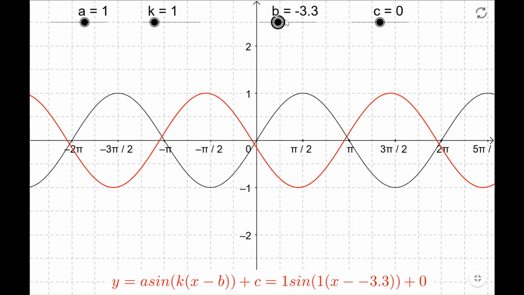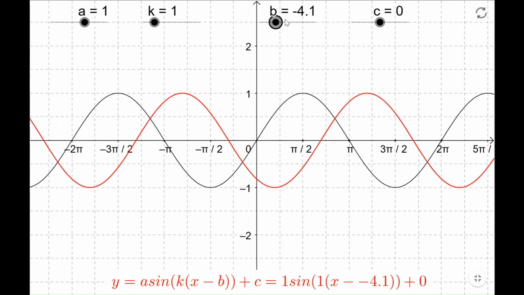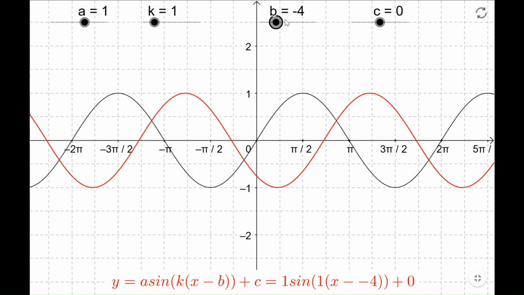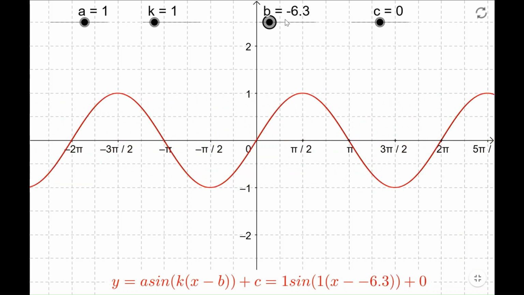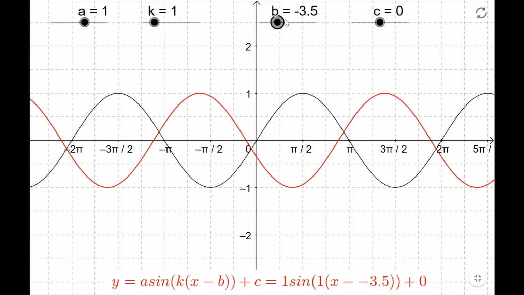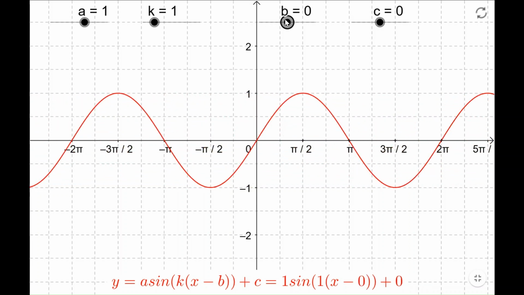So if the b value is negative, what happens if you have minus a negative? It becomes plus. So x plus 4 is a shift to the left. Again, if it shifts enough, it would look like it's the same. If we shifted it to the left by 2 pi, or about 6.3, then it looks like the same graph. So the b value is that horizontal shift.